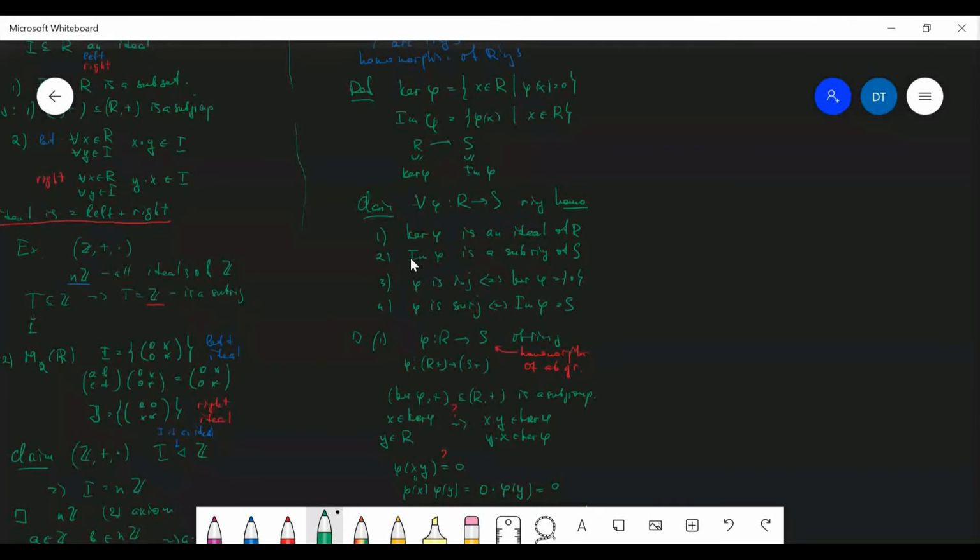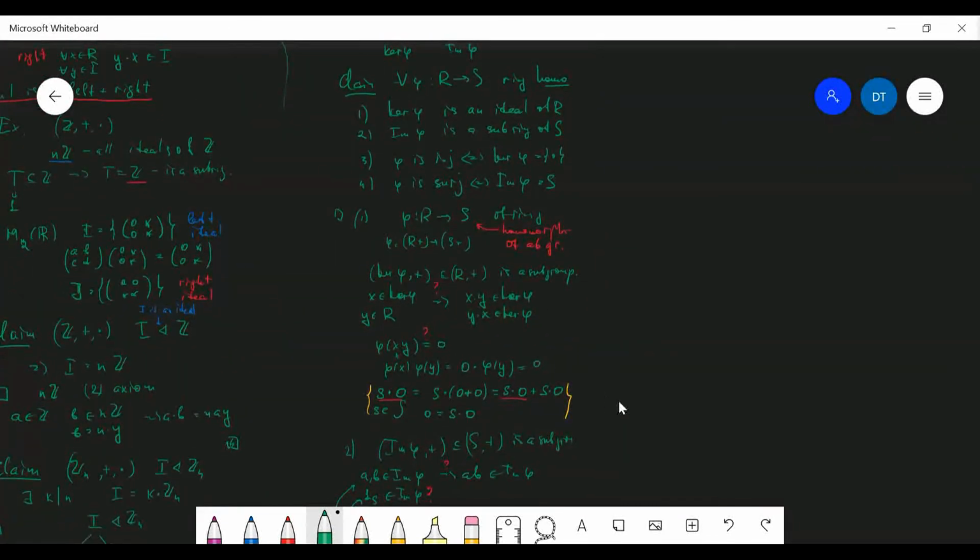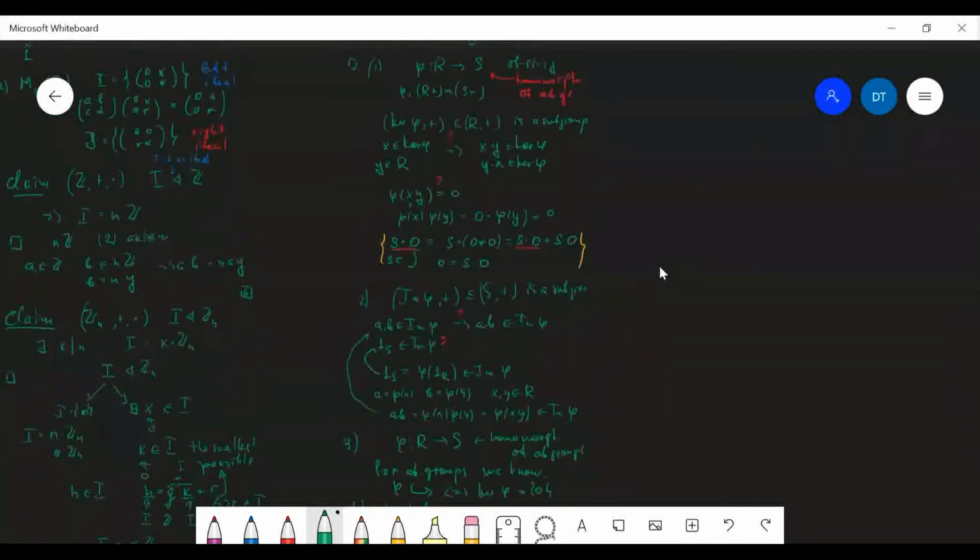Then the next property: the image must always be a subring of S. It's not just an arbitrary subset, it's a subring. And then how to check injectivity and surjectivity? Well, injectivity can be checked in terms of the kernel. The kernel consists of the 0 element if and only if phi is injective, and phi is surjective if and only if the image is the whole ring S. And then there was a proof of all these properties. Should I go through all of them, or are there any other questions?